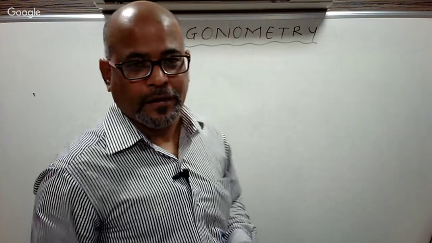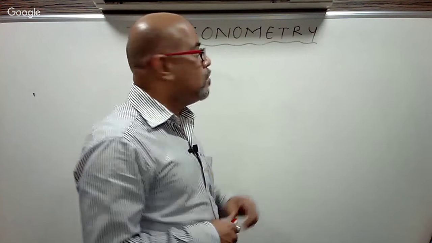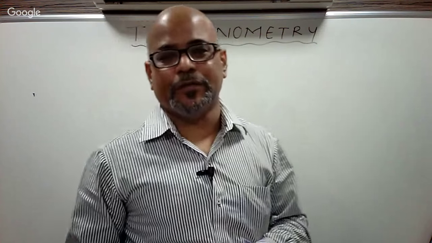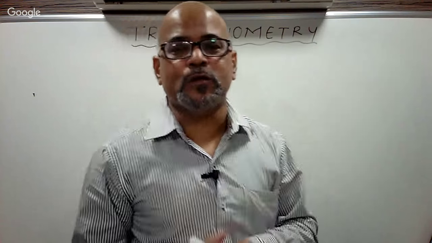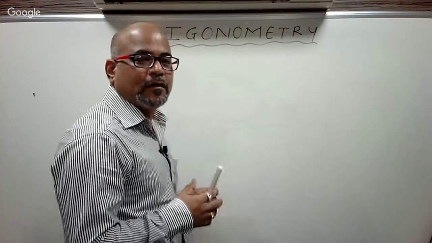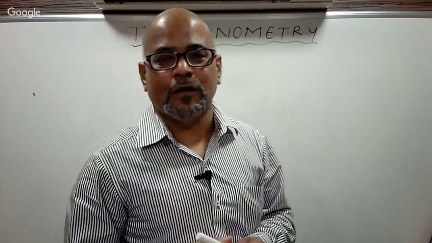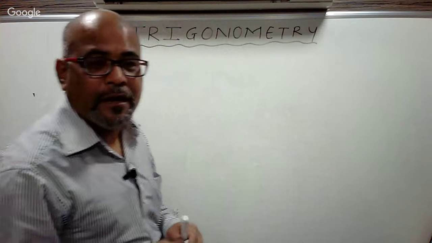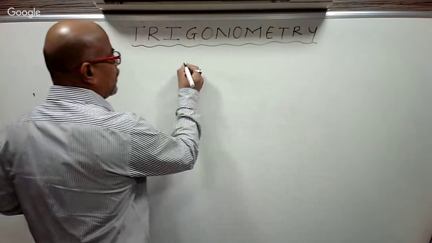What is trigonometry? In this word, tri means three, gona means sides, and metry means measurements. Three sides measurements, three side closed figure. The figure in which three sides are closed is called a triangle. Therefore, this trigonometry we apply in a right angle triangle. Let us check.